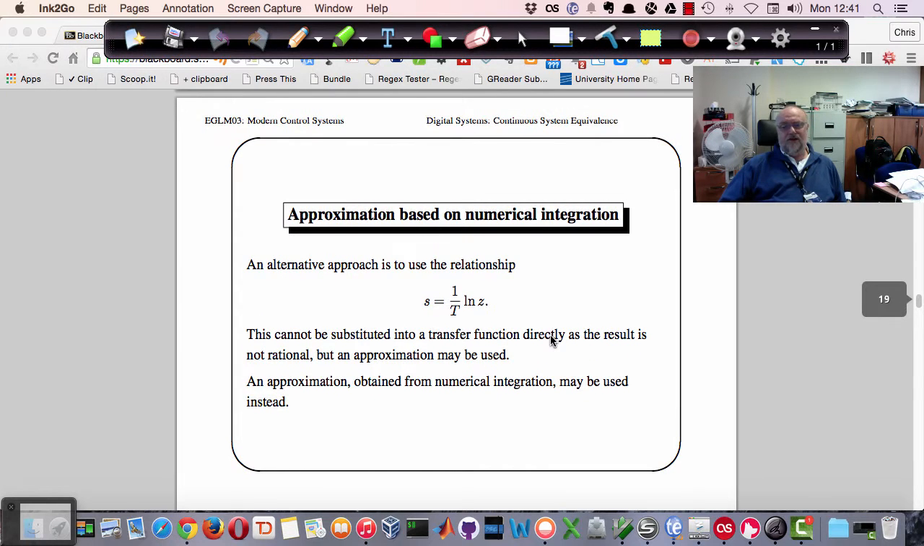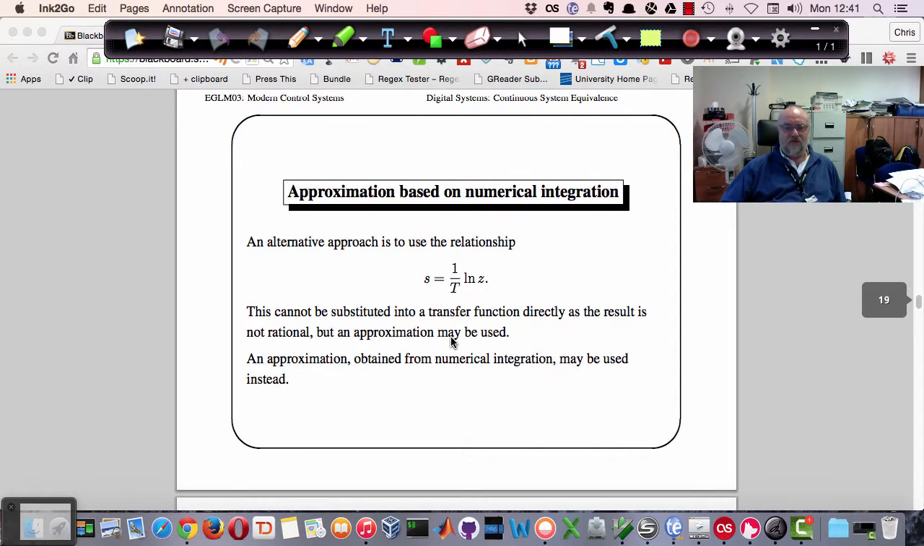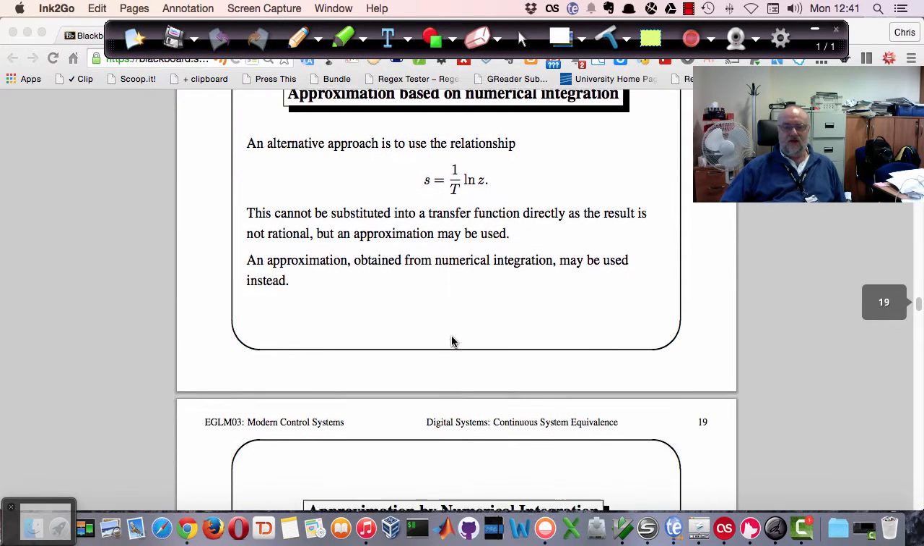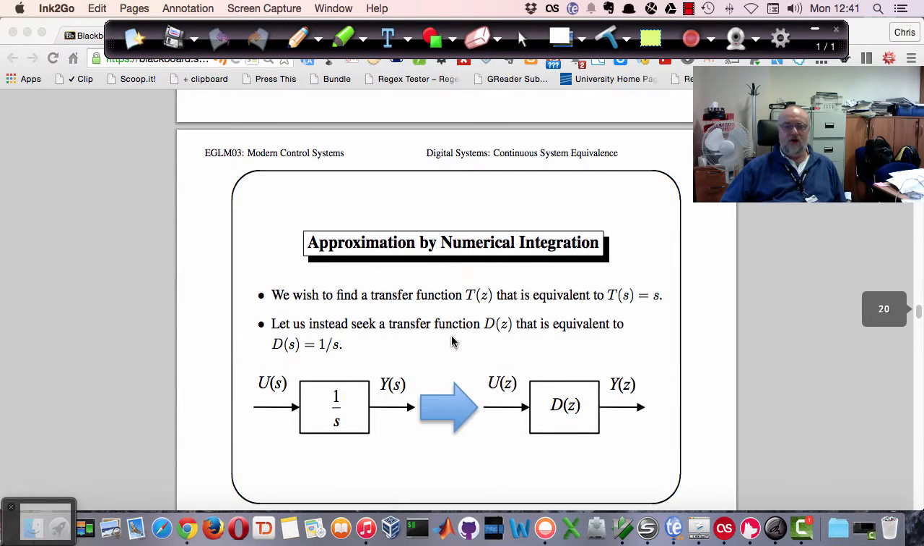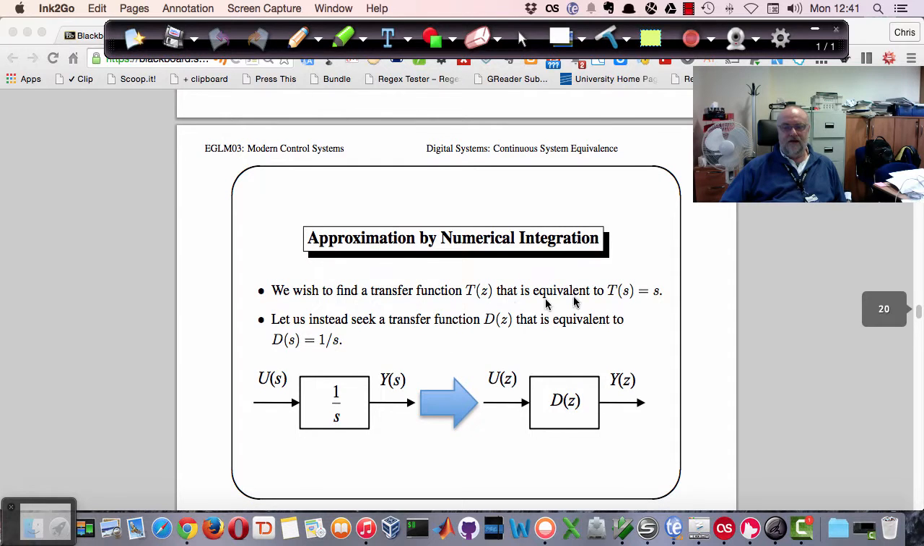The second method is based on numerical integration. We could, theoretically at least, take this relationship that we derived initially, s equals 1 over T times the natural log of z, but we can't use this as a substitution because we won't get a rational function. So we need an approximation to it, and the approximation we use is basically the integral.